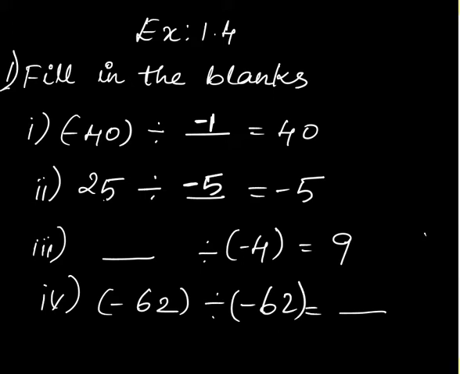Dash divided by minus 4 is equal to 9. Here you need to find the dividend value. So for that, multiply these two numbers. 9 into minus 4. So that is minus 36. Next question, minus 62 divided by minus 62. So any number divided by the same number, the answer is 1.